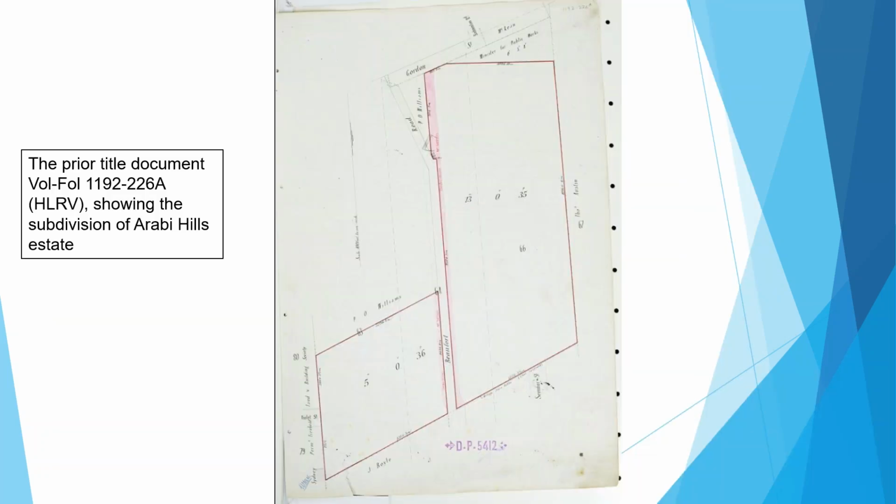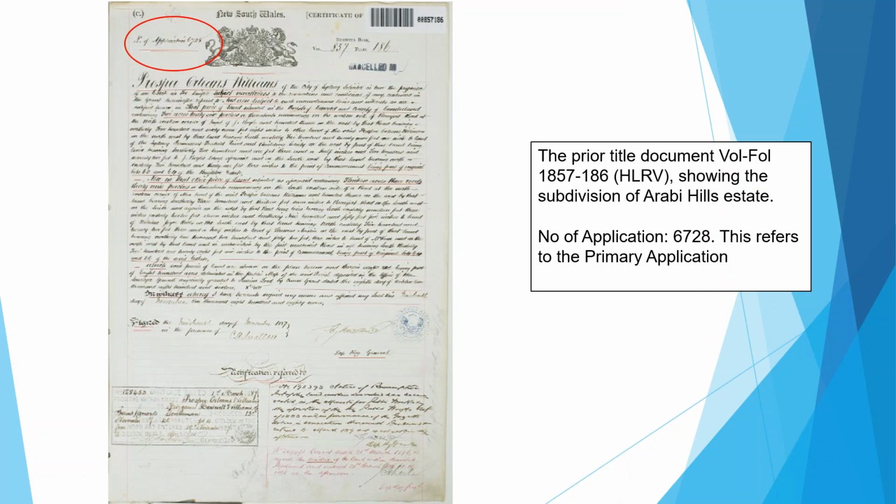And then there's another page to this particular title which shows us the plan of the entire title covered by 1192-226A. So it shows the whole property, not divided, but the property as it was before it was divided. And then the next title back, it shows us in the left-hand corner at the top there, the number of application. So this is the primary application.